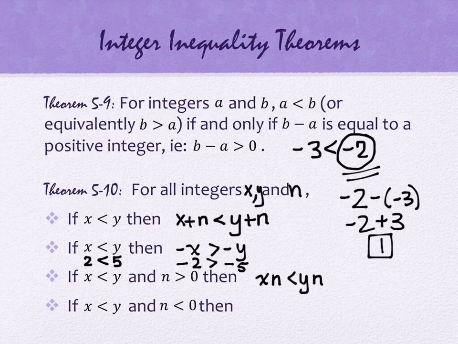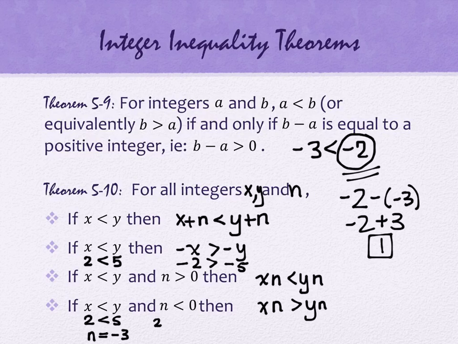And then the last one says that if X is less than Y and N is less than 0, well, if you multiply by a number that's less than 0, again, your inequality changes. So this is Xn is greater than Yn. And again, let me just use some example of numbers so you can see it happen. So we'll use the same 2 is less than 5 here, and we will use that N is less than 0. So let's just say N is -3.